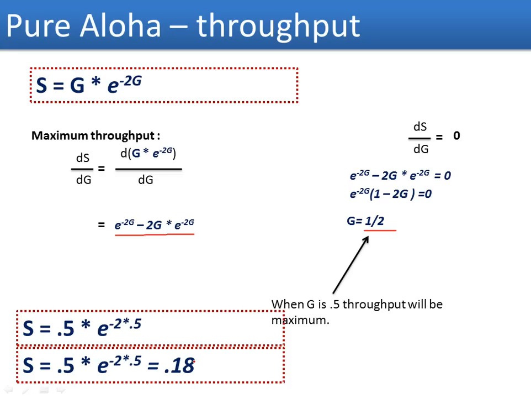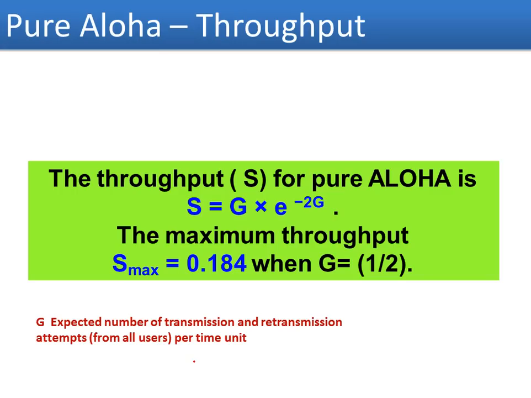The meaning of this is that if 100 frames are transmitted using the pure Aloha protocol, only 18 frames will be delivered successfully, and it will give us maximum throughput when G is 1 by 2.